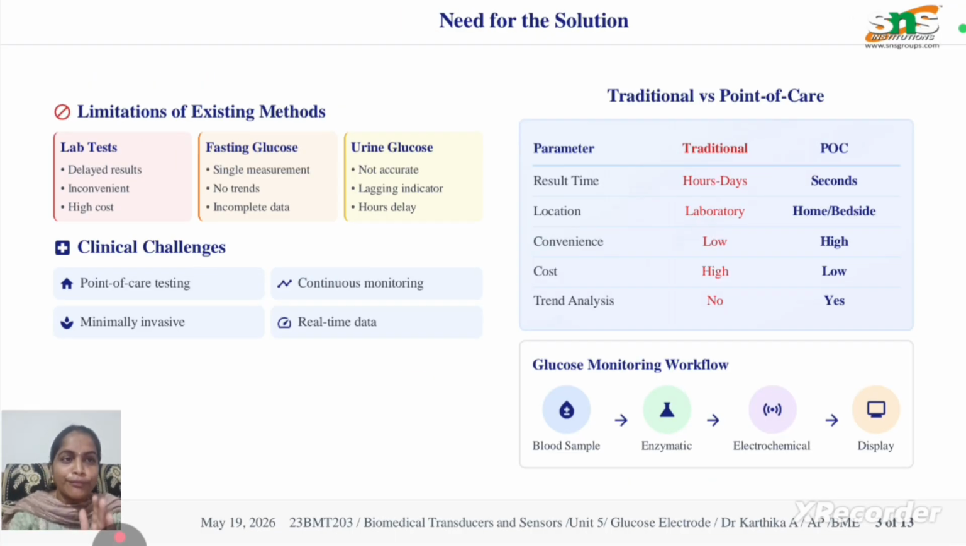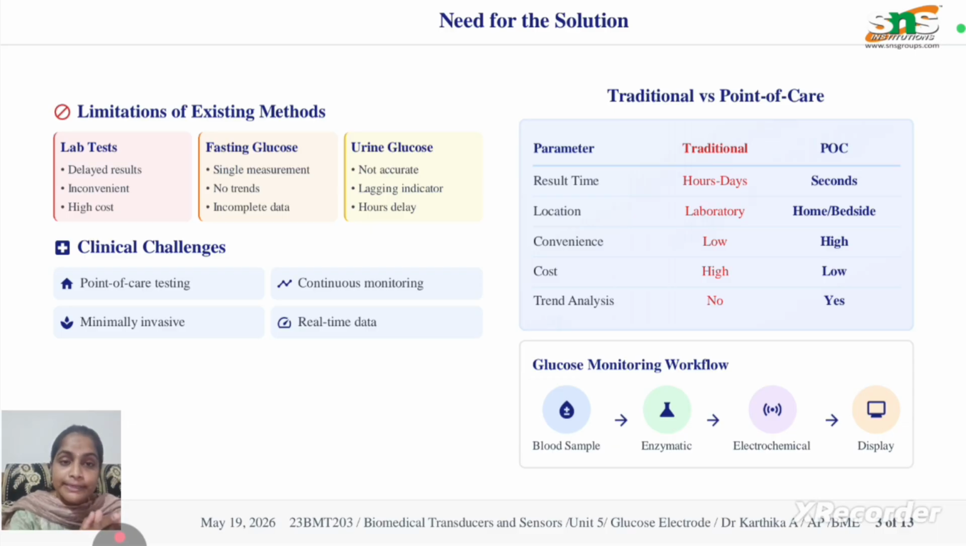See the limitations of existing methods, which include lab test, fasting glucose, and urine glucose. Lab test involves delayed results, inconvenience, and high cost. Fasting glucose involves a single measurement, no trends, and incomplete data. Urine glucose is not accurate, is a lagging indicator, and has hours of delay. Our clinical challenges are point of care testing, minimally invasive, continuous monitoring, and real-time data.